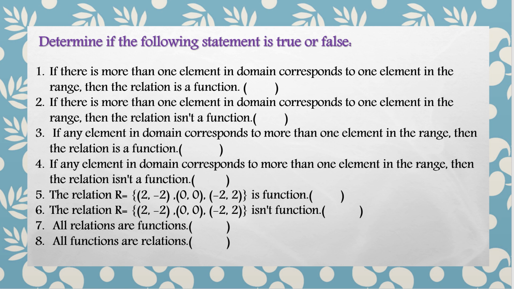The next question here is determine if the following statement is true or false. Statement 1, if there is more than one element in domain corresponds to one element in the range, then the relation is a function. This is, of course, false because we said that each element in the domain should correspond to exactly one element in the range. But here he's telling you that more than one element in the domain corresponds to one element in the range. So this is false. This is not a function.